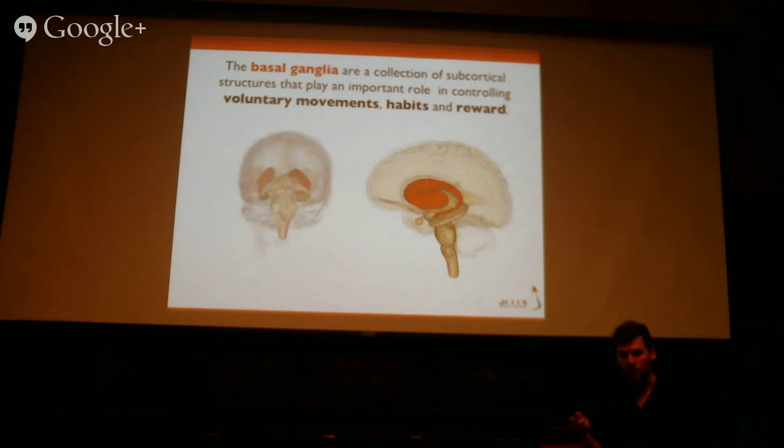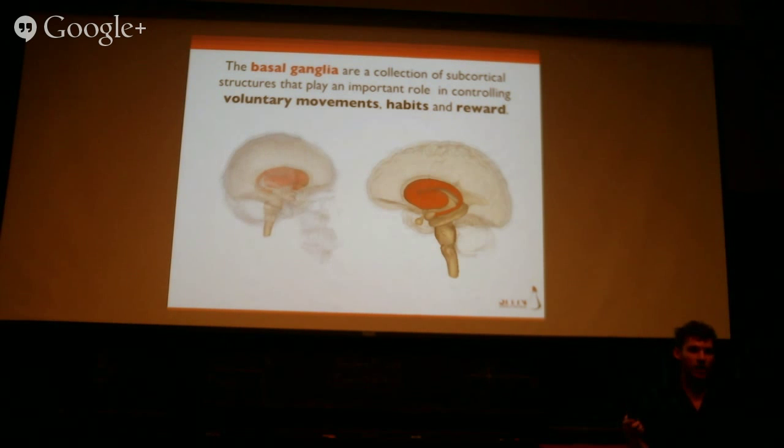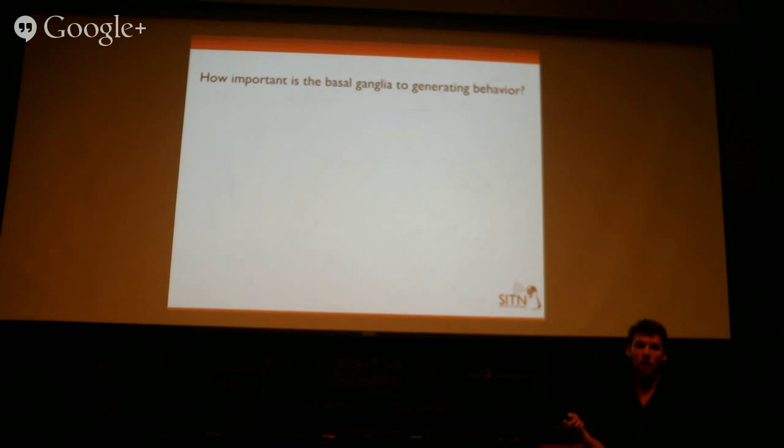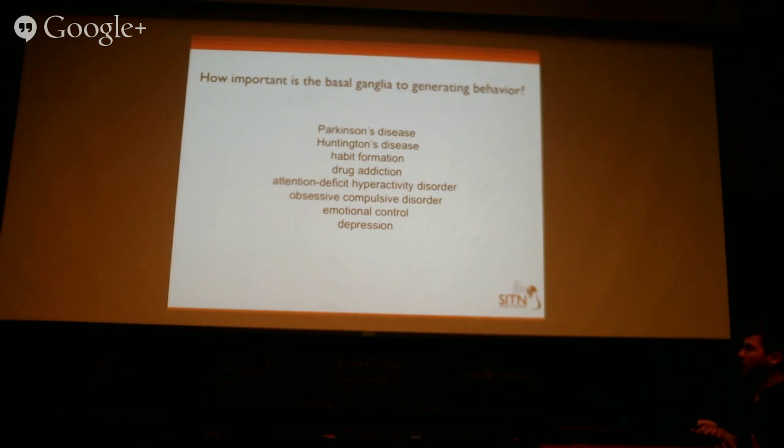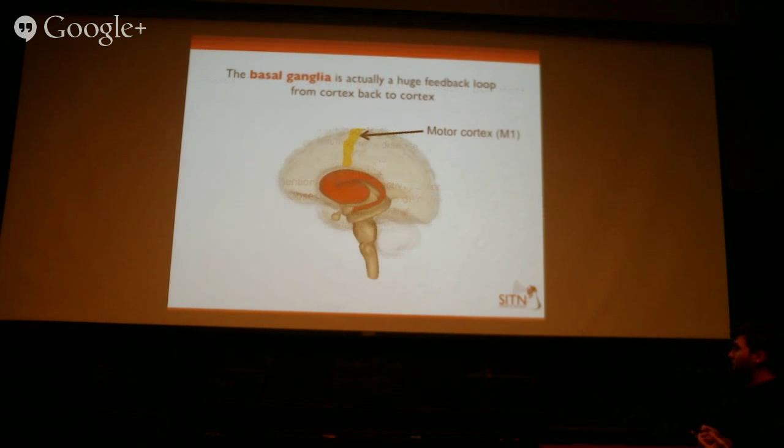Okay, so to be a little more explicit about how important this brain structure is to doing these things, I just made a little list of what can go wrong when your basal ganglia isn't functioning the right way. It can cause a lot of things. It's the site of Parkinson's disease and Huntington's disease. It's the site of habit formation and drug addiction. And its dysregulation is correlated with a lot of things, including ADHD, OCD, emotional control, and depression. So it obviously has a profound capability of modulating behavior. How does it do this?